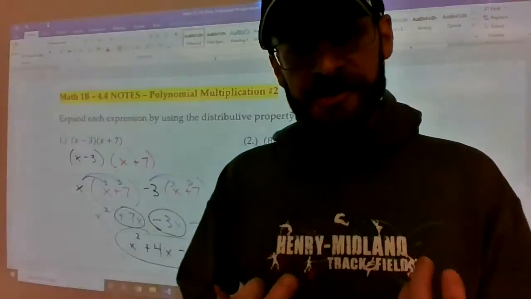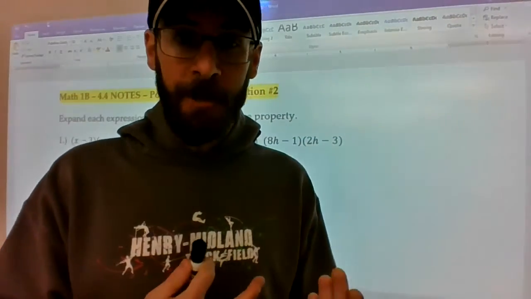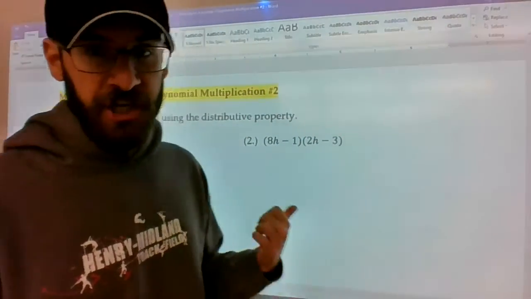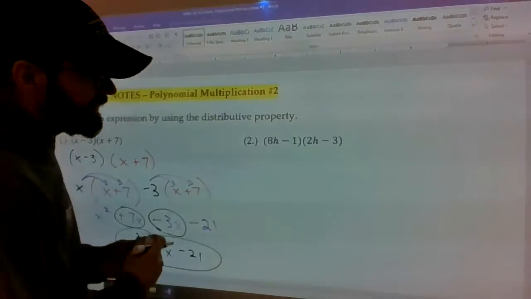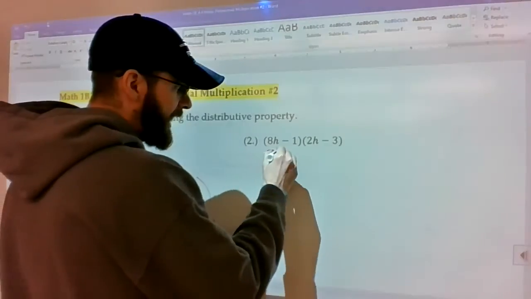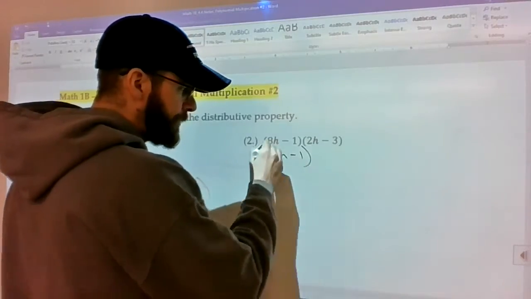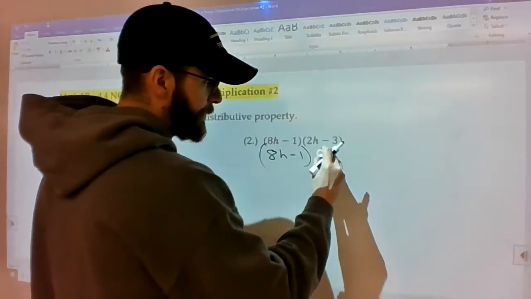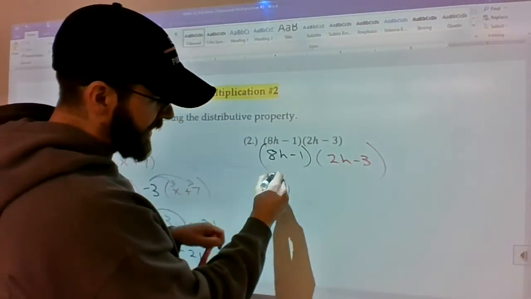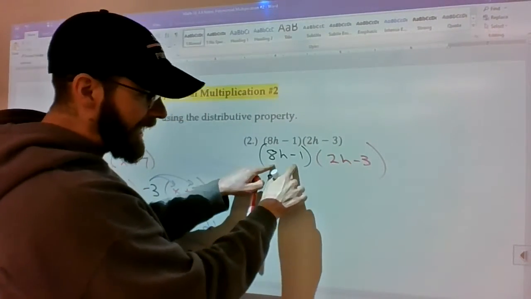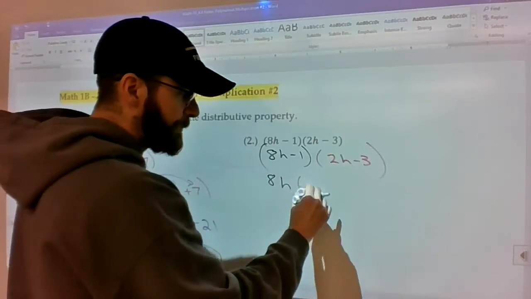If you want, pause the video and try it on your own just to see how much of an understanding you've got just after watching one example. All right, let's see if you guys are correct. So I've got my first polynomial in one color, my second polynomial in another color, and I'm just rewriting it so that each component of the black ink is multiplied by all of the parts of the red.